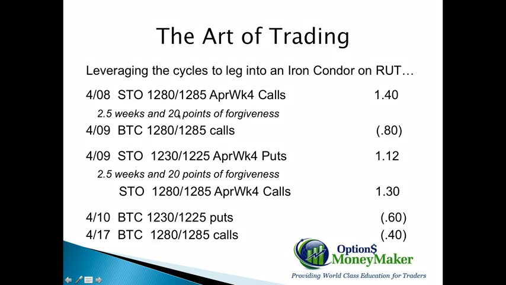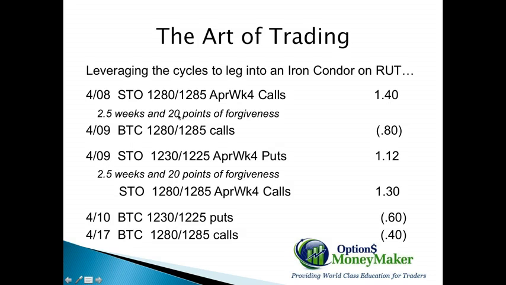And we went 20 points out of the money, so we have a 20-point forgiveness factor, and we went 2.5 weeks out in time so that we aren't running right up against expiration and running the risk of losing control of the position. The next day, on the 9th of April, we closed that call spread and took a profit. We had a credit of $1.40. We closed it the next day for 80 cents, and we kept 60 cents as a profit. Now on a 5-point spread, 5 points of gross risk, 60 cents of profit is a 12% return.